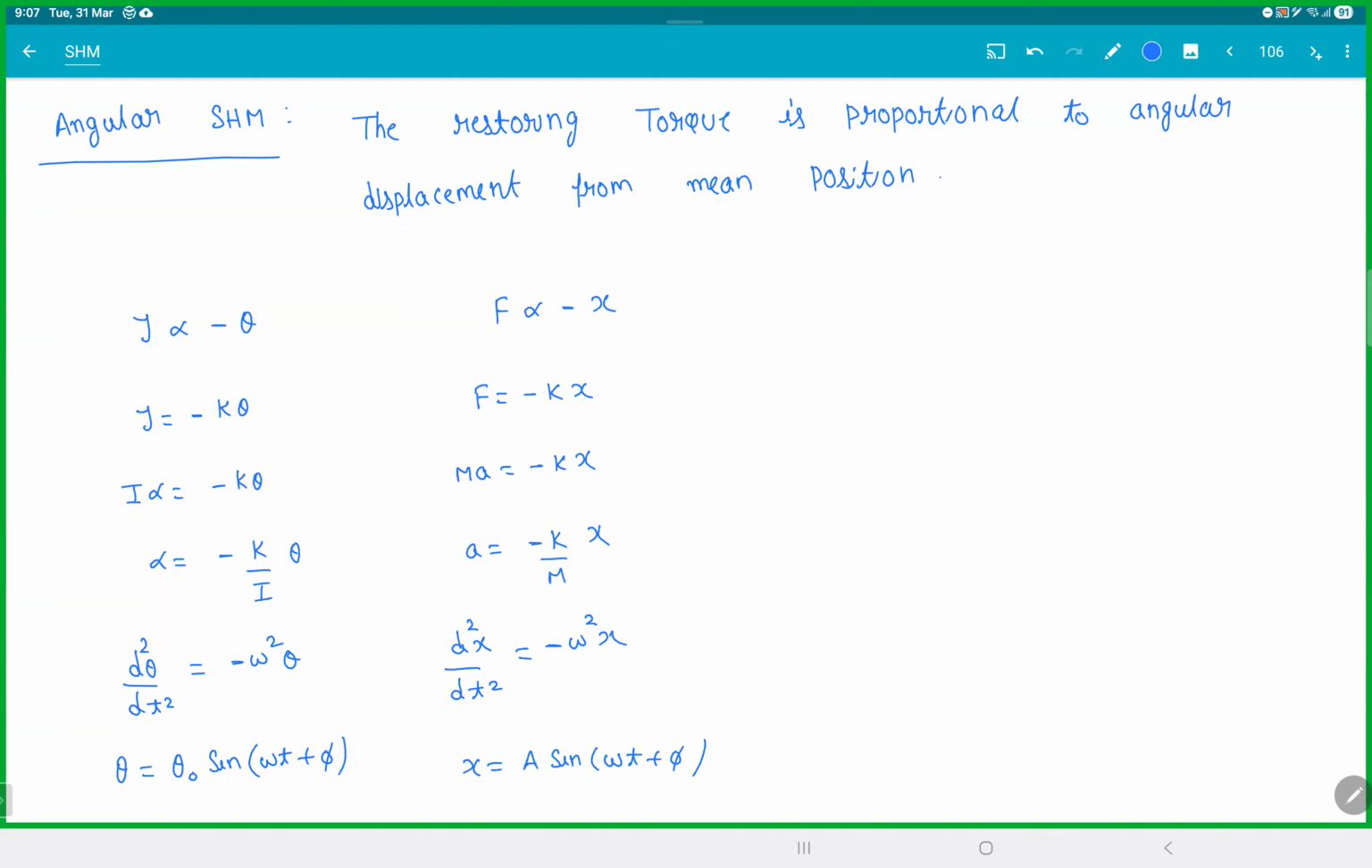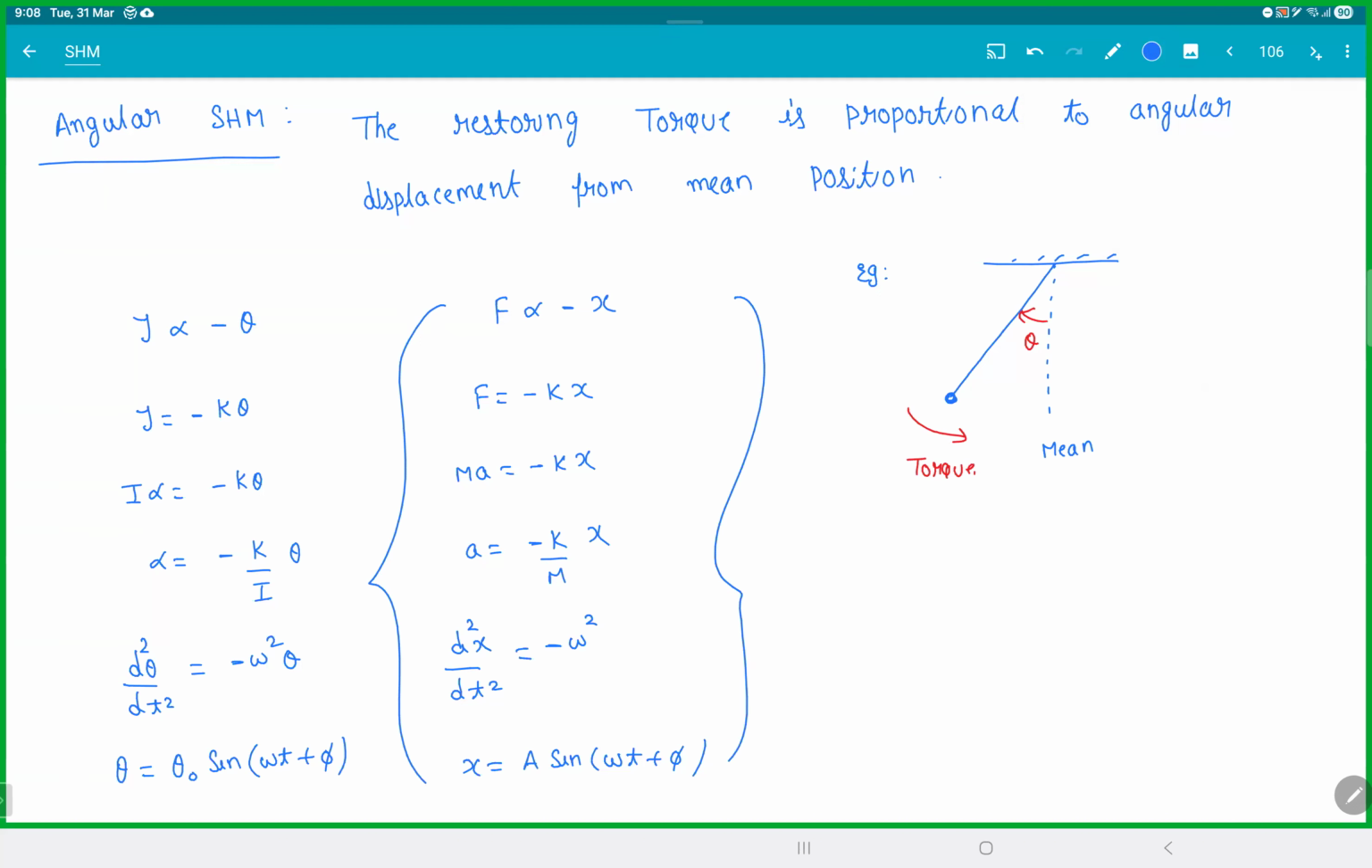So Maxwell really doesn't care whether you're going in an arc or you're going in a straight line. This is how the motion would be. So if you take a pendulum, this is your mean position. This is your theta, and the torque is this. So you're talking about that theta there. So mathematically, everything you did in the equation part in the beginning, you can use it here. So there'll be no difference as such. Just replace theta with x and you'll get everything.